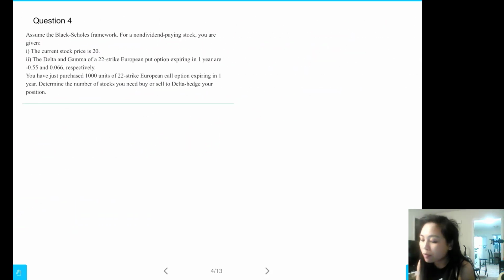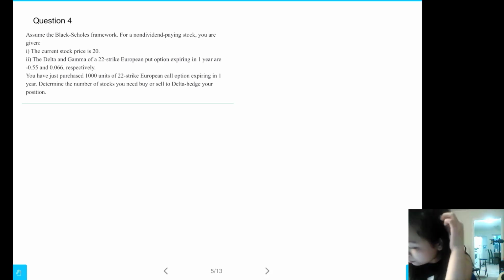Alright, next. Assume the Black-Scholes framework for a non-dividend paying stock. You are given the current stock price 20, the delta and gamma of a 22 strike European put option expiring in 1 year are negative 0.55 and 0.066 respectively. You have just purchased 1,000 units of a 22 strike European call option expiring in 1 year. Determine the number of stocks you need to buy or sell to delta hedge your position. The current stock price is 20.